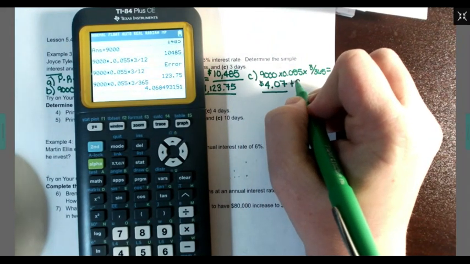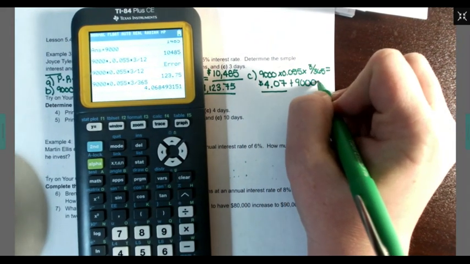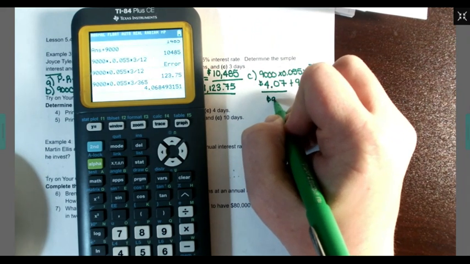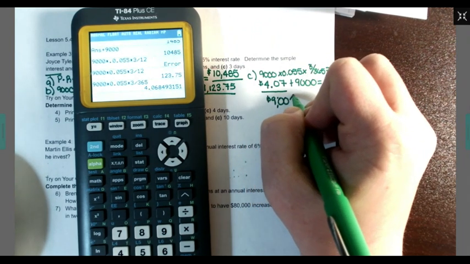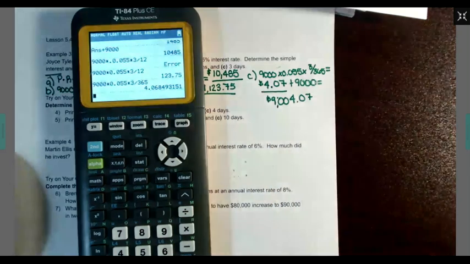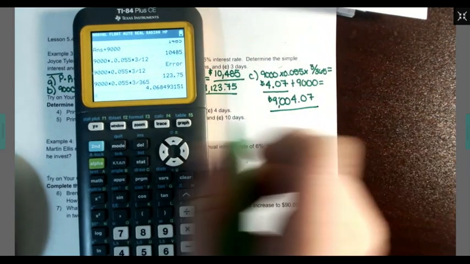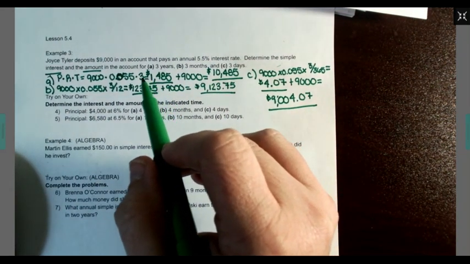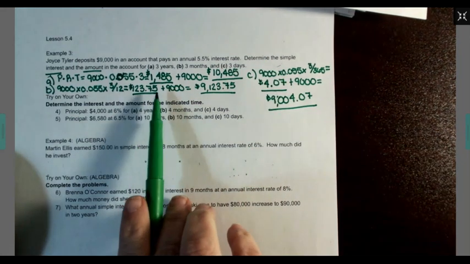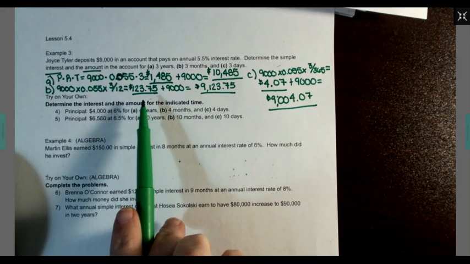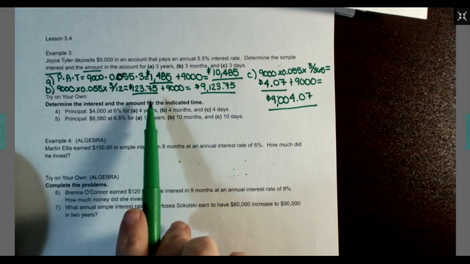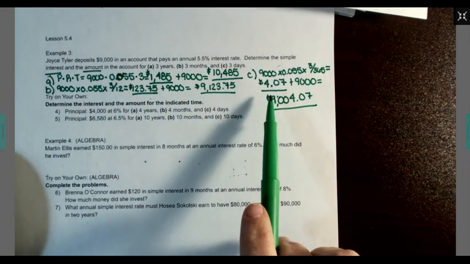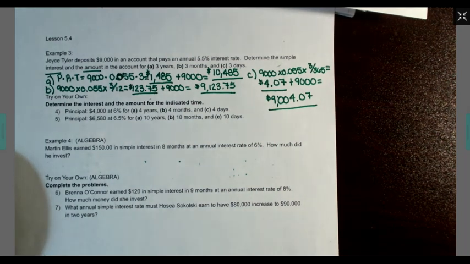And we're going to add that to my 9,000. And that's going to give me $9,004.07. So again, when I left the money in there for 3 years, I earned $1,485. When I only left it in there for 3 months, I earned $123.75. And when I left it in there for 3 days, I only earned $4.07. So the longer I leave my money in, the more interest I'm gaining.